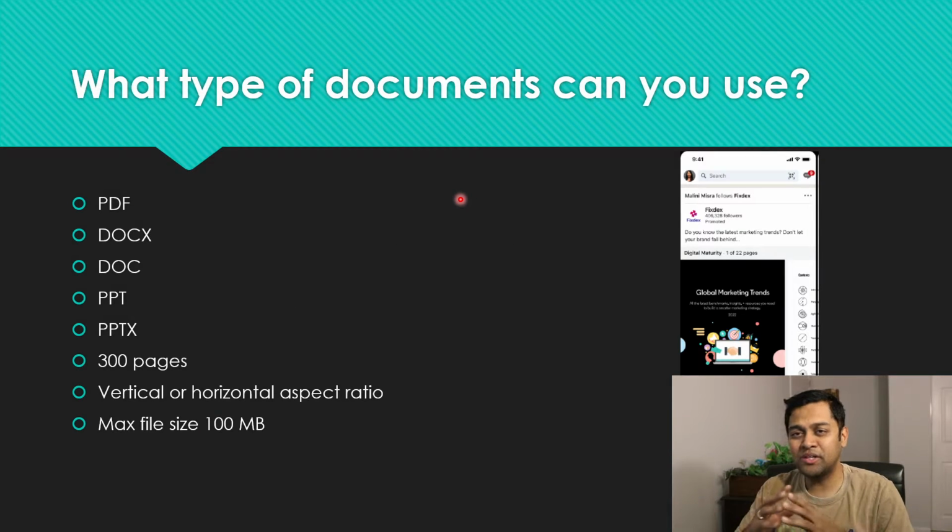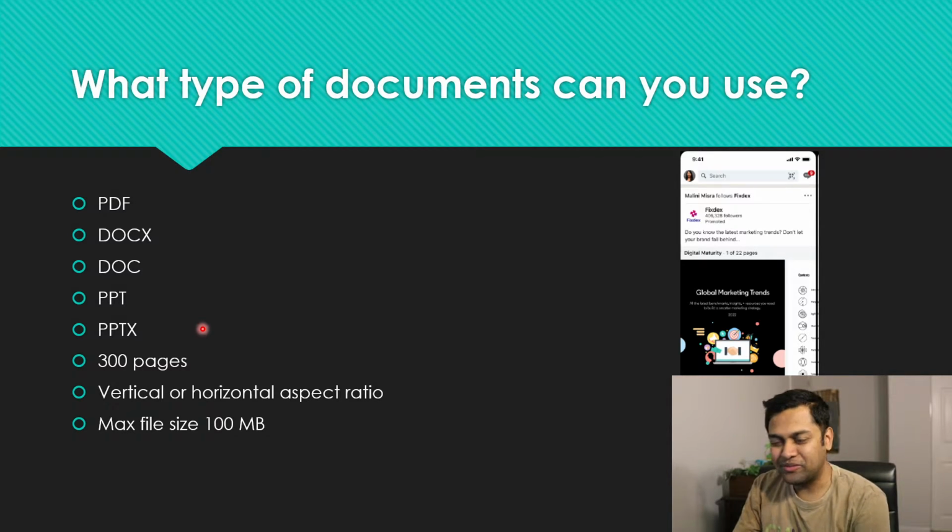Now the next question is what type of documents you can use. Well, the safest and most commonly used format is PDF, but you can use Microsoft DocX, Doc, PowerPoint, and PPTX. You can create a document up to 300 pages, which is massive. I don't think anyone would ever do that unless you're selling a digital version of your book.